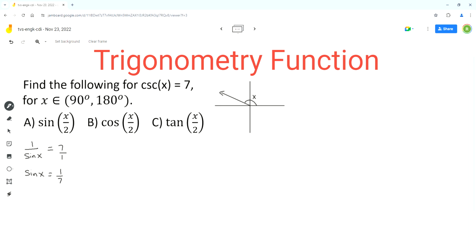We can use this value of sine x to draw the triangle for angle x in quadrant 2. So this is a right angle triangle. The formula for sine ratio as per SOHCAHTOA is opposite over hypotenuse. That means the length of the vertical side in this triangle is 1 unit and the length of the hypotenuse is 7. We can use this information to find the length of the third side in this right angle triangle, and for that we can use the Pythagorean theorem.